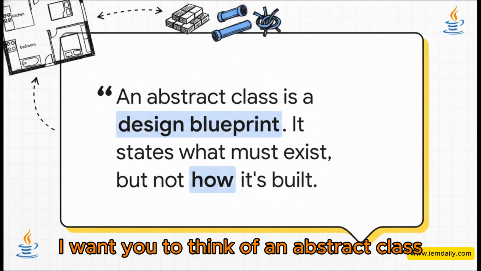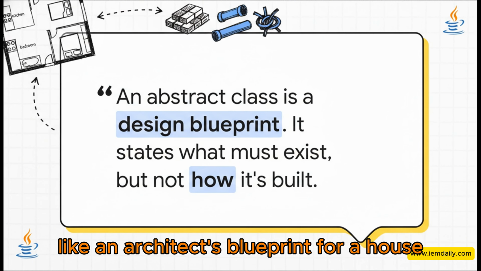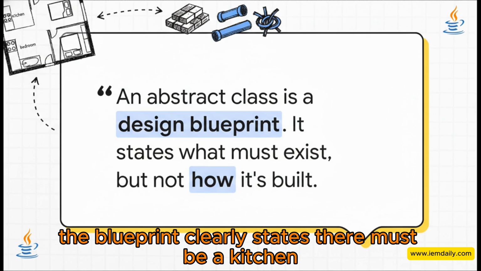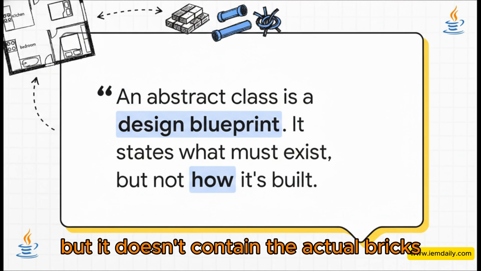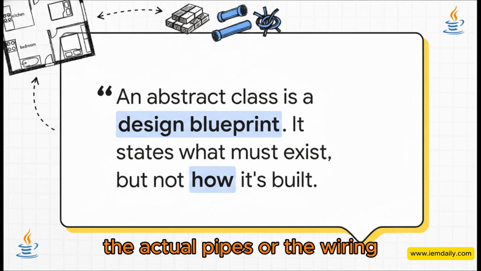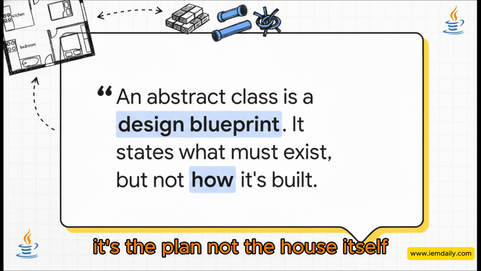And that brings us to the perfect analogy for this whole concept. I want you to think of an abstract class like an architect's blueprint for a house. The blueprint clearly states there must be a kitchen, there must be a bathroom, but it doesn't contain the actual bricks, the actual pipes, or the wiring. It's the plan, not the house itself.